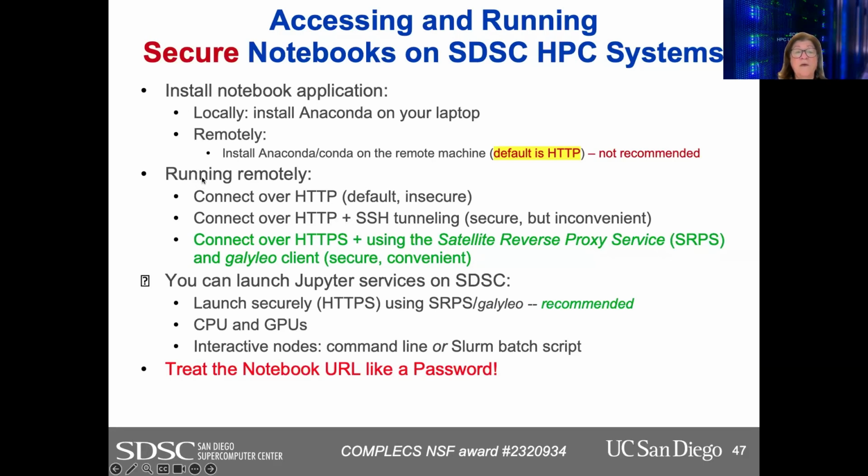To run remotely, like on Expanse or another machine, you can either connect over HTTP, which is the default, but it's insecure. You can use HTTP with SSH tunneling, so you make two connections. One is the HTTP, and then the SSH tunneling is where the data moves. Those are great, but it's not convenient and it's not robust. SSH tunneling connections break. You can connect over HTTPS using the satellite reverse proxy service and the Galileo client, which we developed here at SDSC. Galileo's great. With just one command up comes your secure Jupyter notebooks on the machine you want to be working on, even in a directory that you want to specify. We'll go over this really quickly.